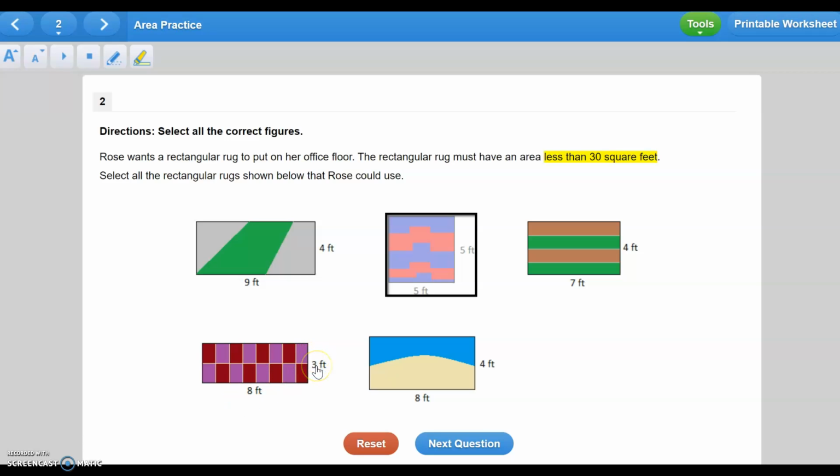8 times 3 I know is 24 because I've been practicing my threes. 24 is less than 30 square feet, so that would also fit. You need to decide if 7 times 4 is less than 30 or 8 times 4 is less than 30. If it is, then select it and that would fit in her office. If it is not, leave it blank. Find there is one more, so one of these will fit, one of them will not. Select that one and then click Next.